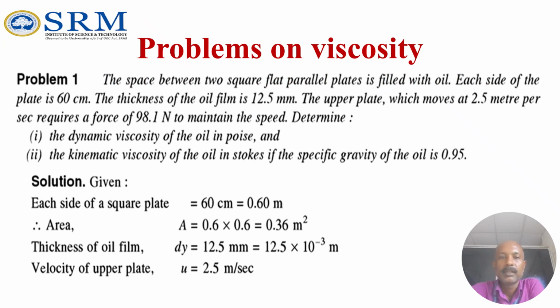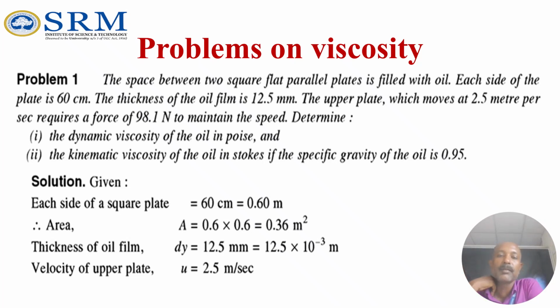Problem number one: the space between two square flat parallel plates is filled with oil. Each side of the plate is 60 centimeter. The thickness of the oil film is 12.5 mm. The upper plate moves at 2.5 meter per second and requires a force of 98.1 Newton to maintain the speed. Determine the dynamic viscosity of the oil in poise and the kinematic viscosity of the oil in stokes if the specific gravity of the oil is 0.95.